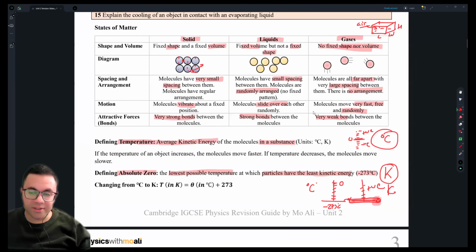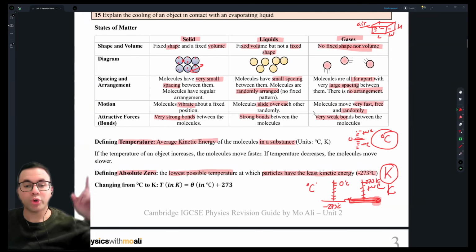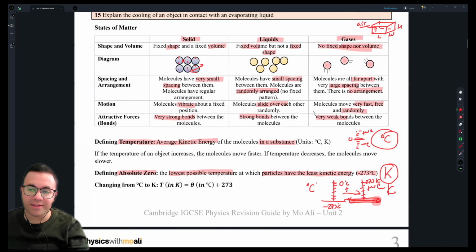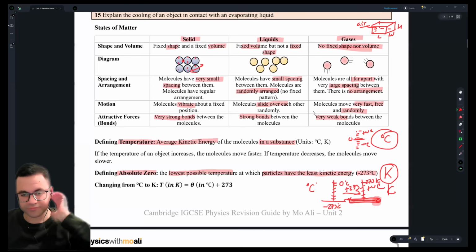Which means 0 degrees Celsius is 273 Kelvin. So to convert from Celsius to Kelvin, you add 273. To convert from Kelvin back to Celsius, you subtract 273. Remember that.